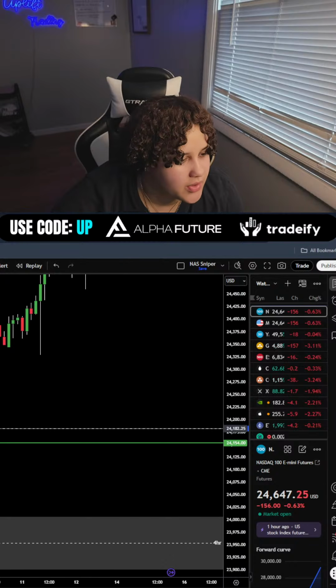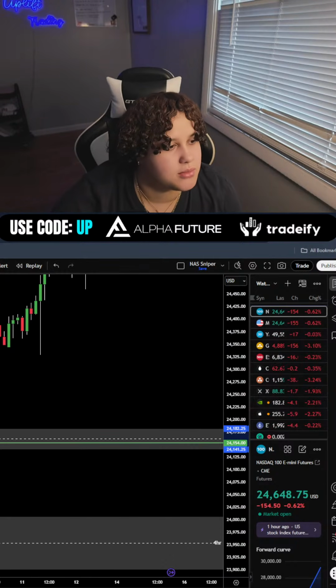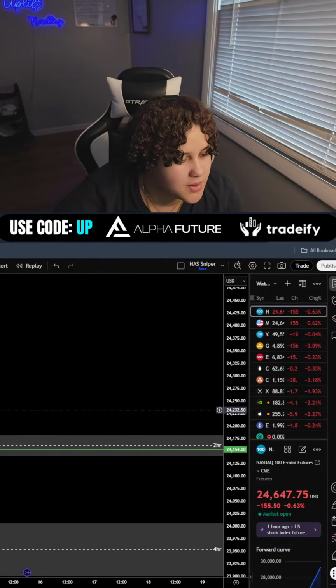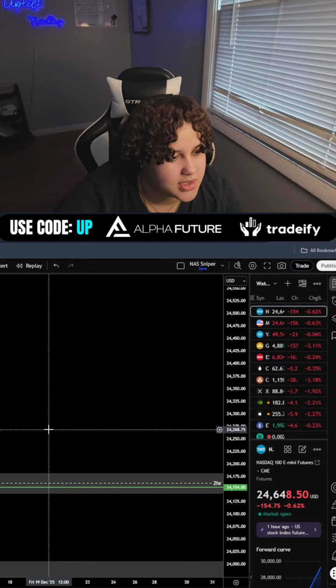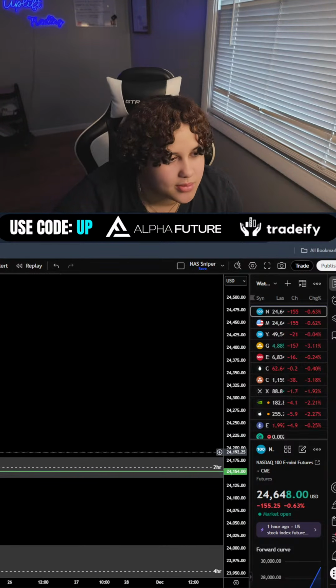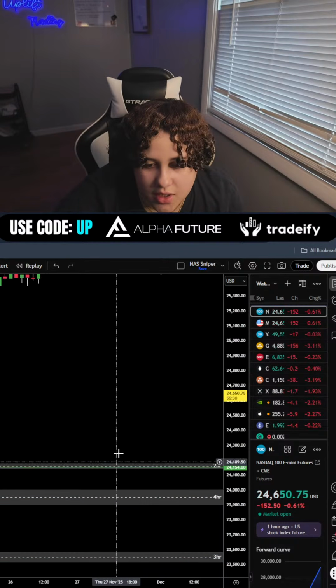Okay, this 2-hour zone here I like because the market has bounced off of it. Yeah, bounced off of it right. Boom, right here. Bounced off of the 50% line.